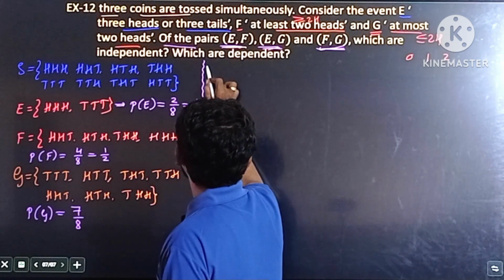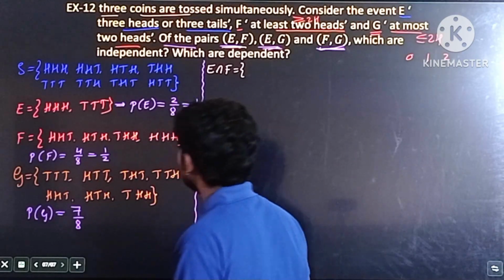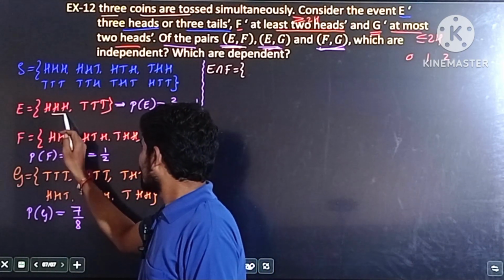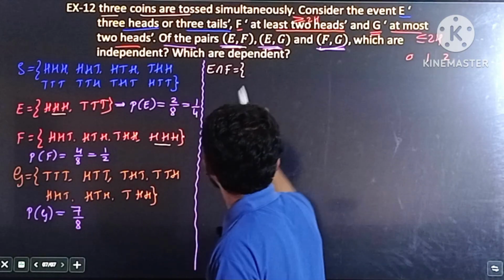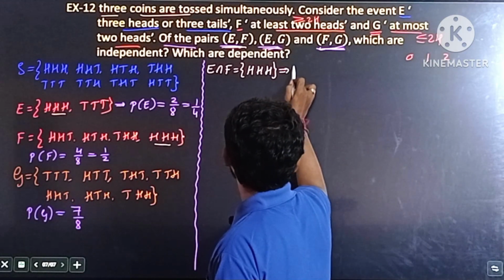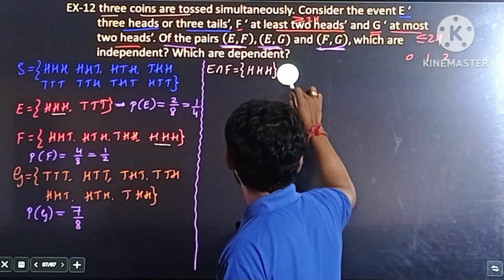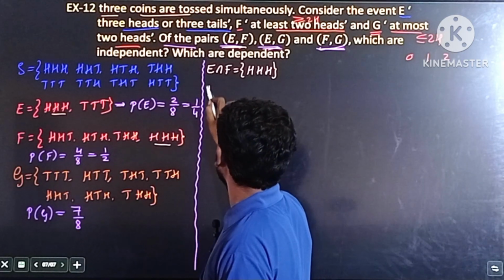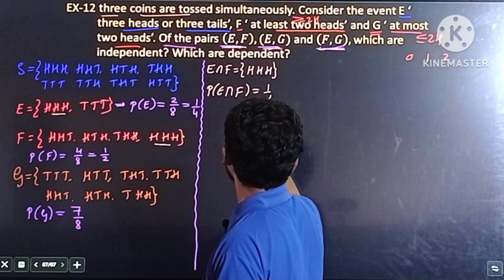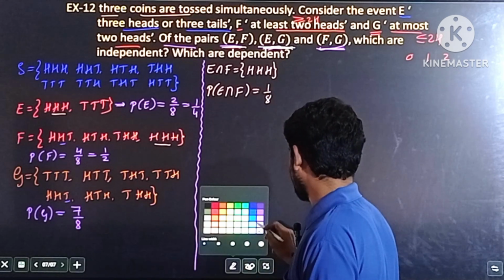So first one, E intersection F. Common outcomes in E and F. See here, there is only one common outcome, that is H, H, H. Therefore, probability of E intersection F is equal to 1 by 8. Now we need E intersection G for the second pair.